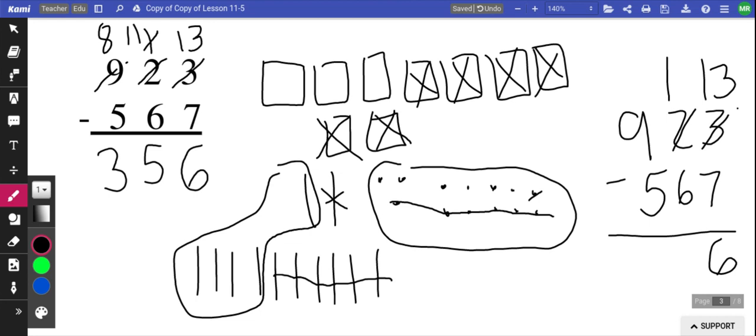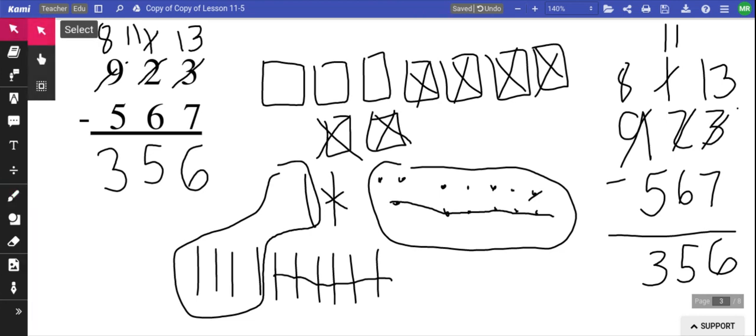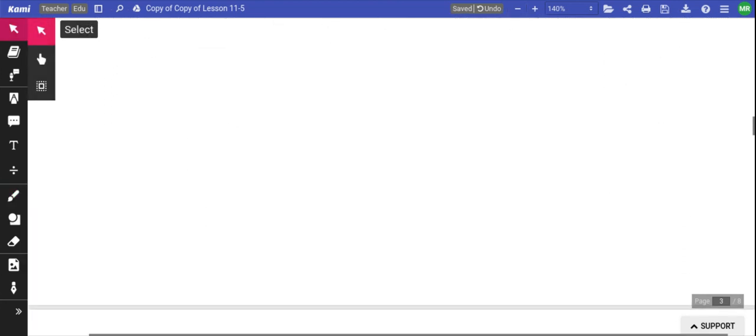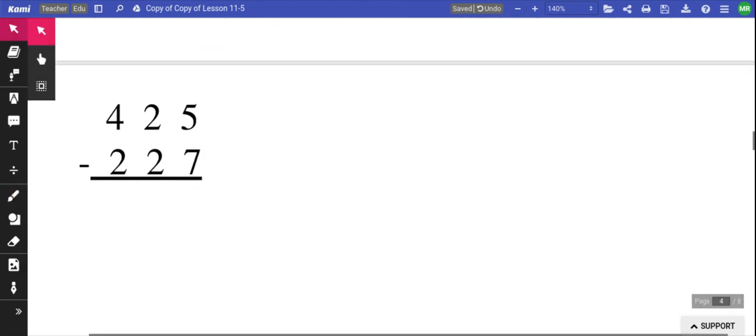Now, tens column. 1 cookie. Can I eat 6? I cannot. So this 9 becomes an 8, and this 1 becomes an 11. 11 tens minus 6 tens is 5 tens. 800s minus 500s is 300. Okay, so you have to decide which way works the best for you, to draw it all out or to just think about kind of the cookies.